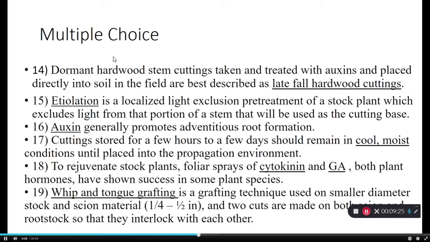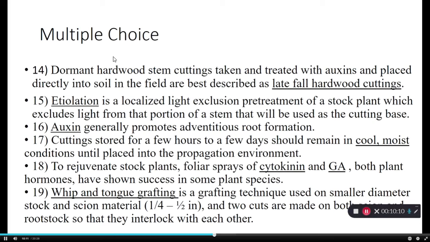16, auxin. On this one, your choices were several plant hormones, and auxin is the correct answer for promoting adventitious root formation. 17, cuttings stored for a few hours to a few days should remain in cool, moist conditions until placed in the propagation environment. In other words, you receive some cuttings. You're not ready to stick them in soil. Can't just let them sit in your office or out in the greenhouse, best to get them into a cool, moist environment.